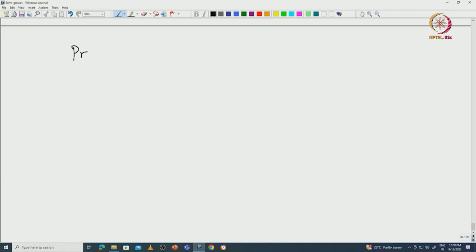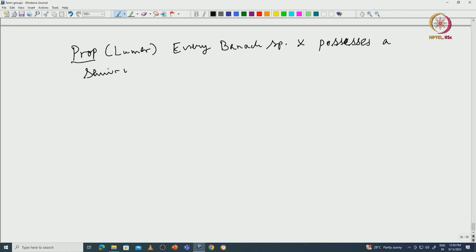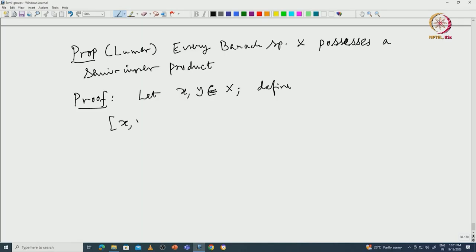So, this proposition, which is again due to Lumer: every Banach space X possesses a semi-inner product. I'll just define this, and you can verify that it possesses a semi-inner product. Okay, so proof. Let x, y belong to X. Define [x, y] equal to f_y(x). So we should get a number, either real or complex.